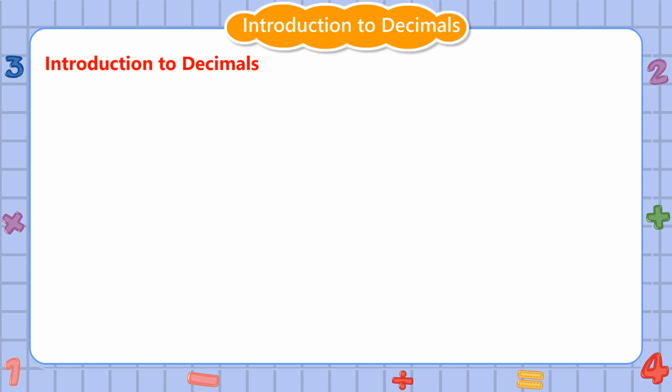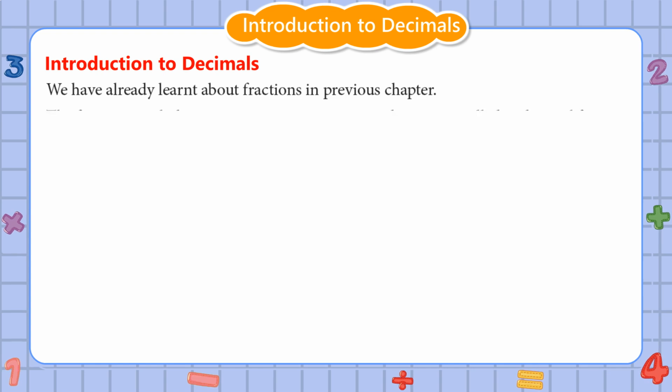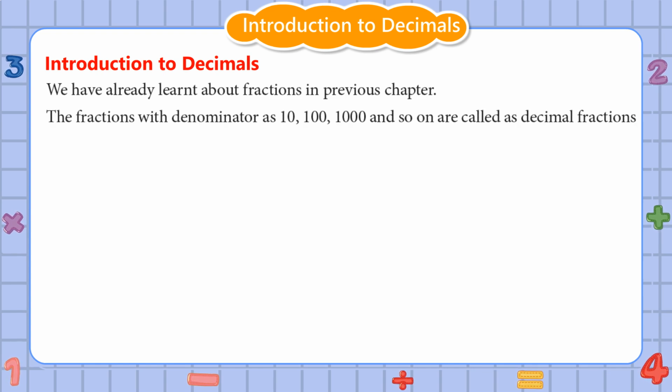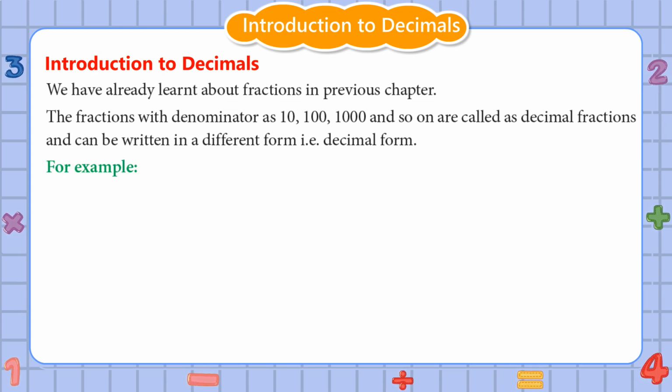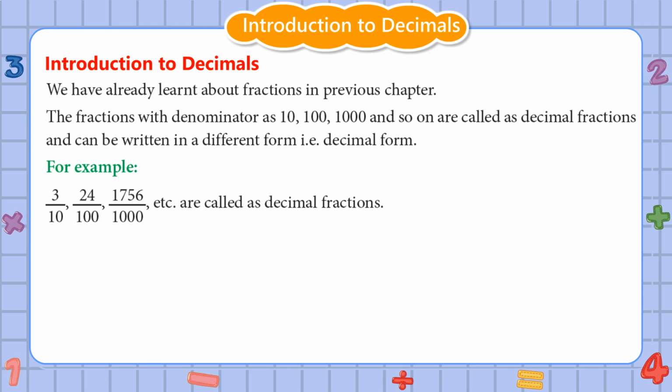Introduction to Decimals. We have already learned about fractions in the previous chapter. Fractions with denominators 10, 100, 1000 and so on are called decimal fractions and can be written in a different form, that is, decimal form. For example, 3 upon 10, 24 upon 100, 1756 upon 1000, etc. are called decimal fractions.